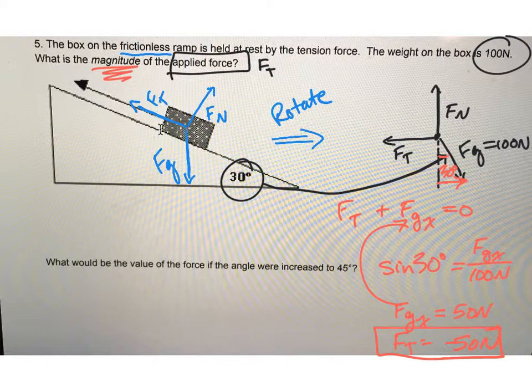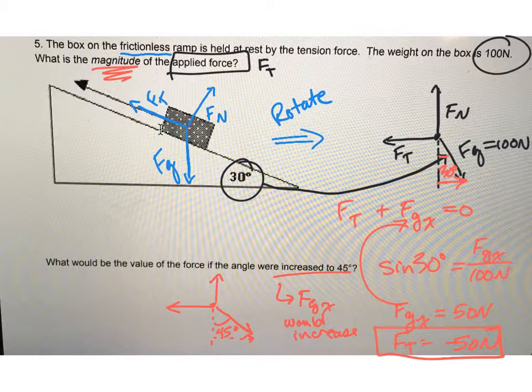Now, this question is asking if the angle increased, so that would mean you've got normal force, you've got tension force, and now, instead of this angle only being 30 degrees, if now this angle is 45 degrees, you can see that the x component has to get greater. It has to be greater in order to reach the end of it. So if the angle were increased to 45 degrees, the Fg in the x direction would increase. We could do the math, and it would be the same process. This is still 100 newtons. So the sine of 45 degrees would have to equal Fgx divided by 100. Okay, good luck on your quiz tomorrow.